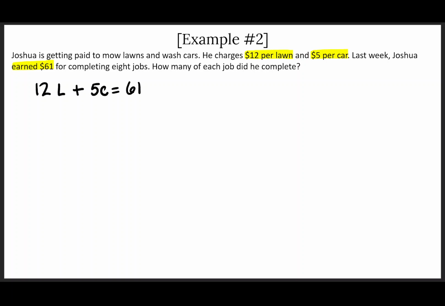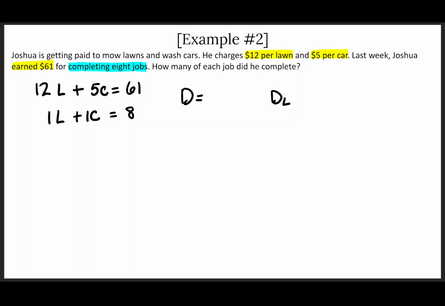The next sentence, we don't have another sentence set up just like that, so we're going to look at something else. The other thing that we know is that Joshua did complete 8 jobs total. Well, if you were to say all of my lawns and car washes total was 8, we can turn that into a math sentence. The number of lawns plus the number of cars washed was 8 total. There's our system of equations. If it helps us out, we could stick a 1 in front of those to help us set up our determinants.